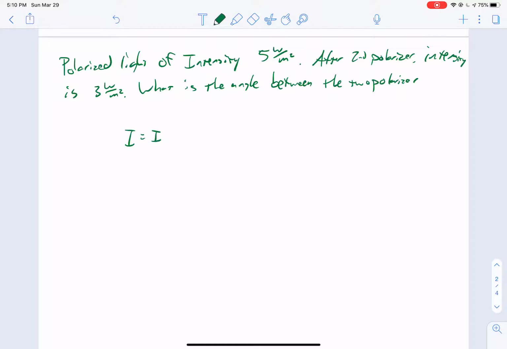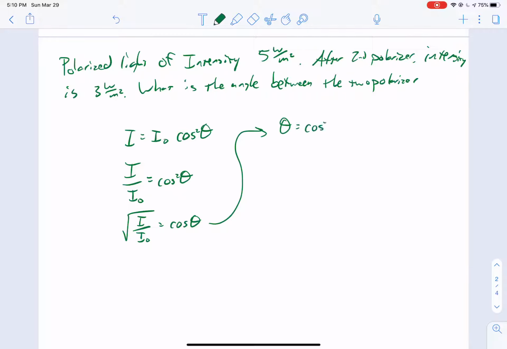I equals I naught cosine squared theta. We're going to solve for theta in this case, so I need to get the I's together. I over I naught equals cosine squared theta. We're going to get rid of that square by taking the square root. So square root of I over I naught equals cosine of theta. And then I can just simply take the inverse cosine of both sides. Theta equals the inverse cosine of the square root of I over I naught. Theta equals the inverse cosine of the square root of the second intensity, 3 watts per meter squared, over 5 watts per meter squared.